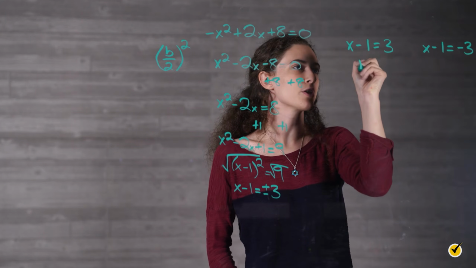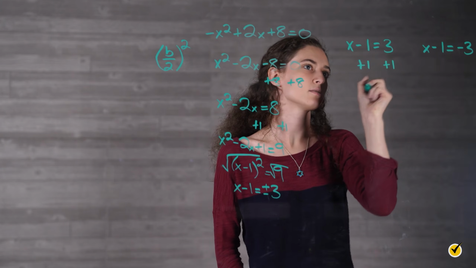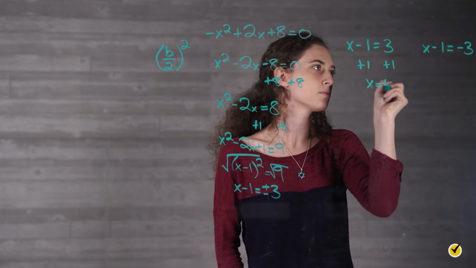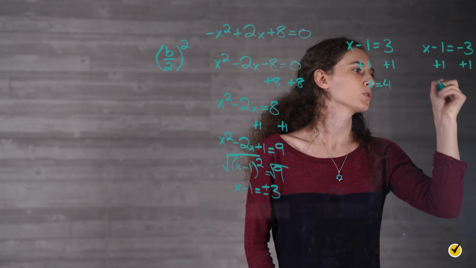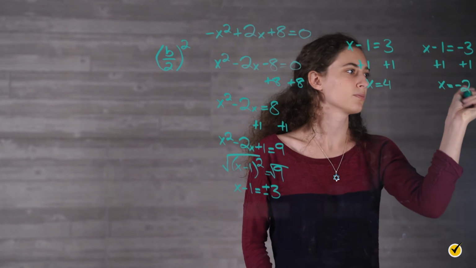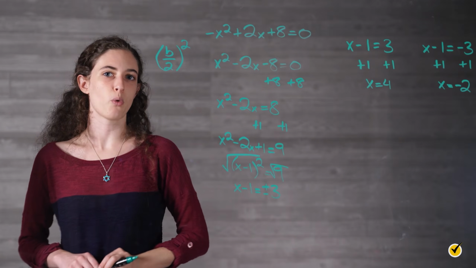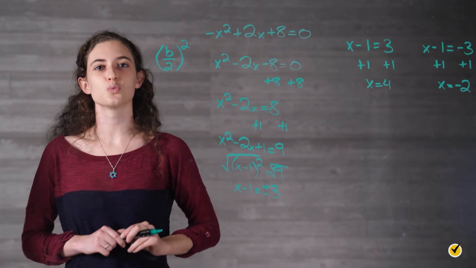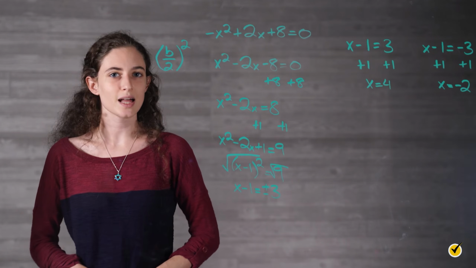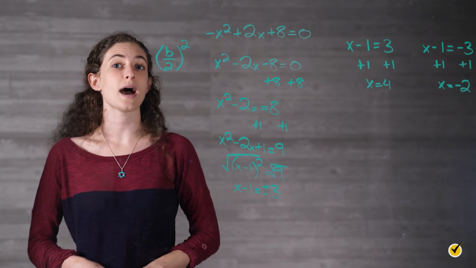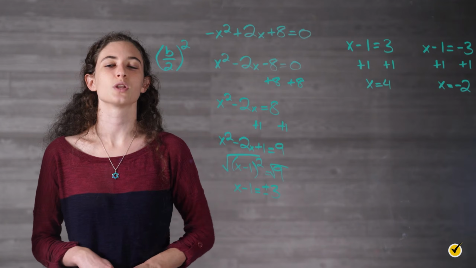We're going to solve for x over here by adding 1 to both sides, which gives us x equals 4. And here we're going to do the same, add 1 to both sides, which gives us x equals negative 2. We get the same solutions as before. Completing the square can be used with any quadratic equation, but if you start with a perfect square and don't realize it, the equation will look the same after you use this method as it did when you started.